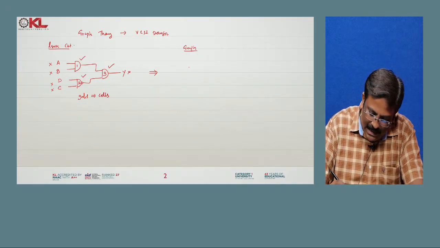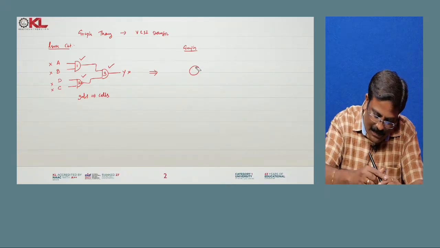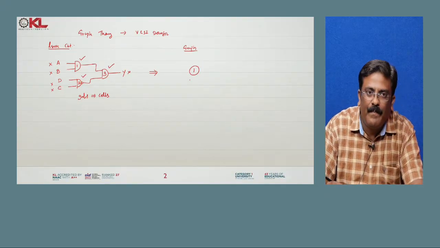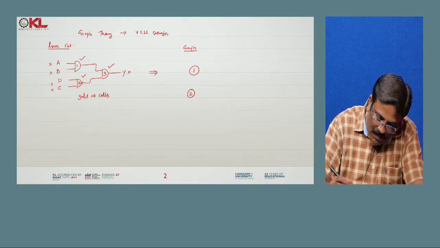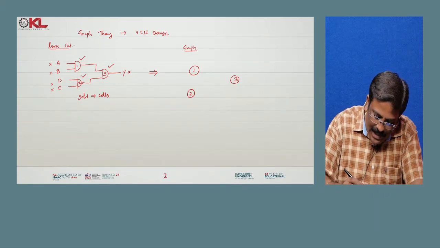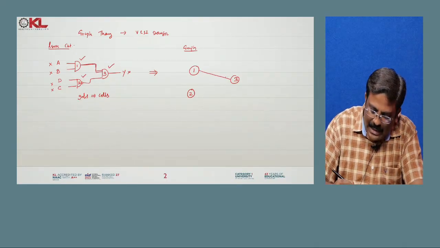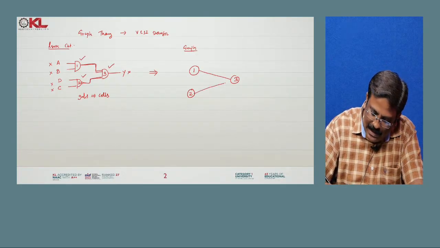Now we consider only the cells. Here we are not representing in terms of A, we are representing in terms of cell 1, and we have cell 2 and cell 3. According to this diagram, cell 1 to cell 3 there is a connectivity, and cell 2 to cell 3 there is a connectivity.